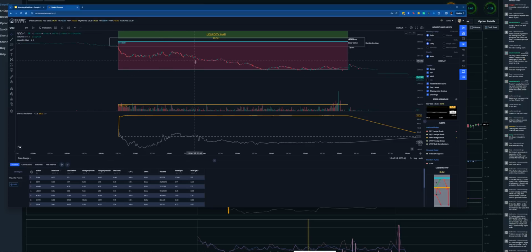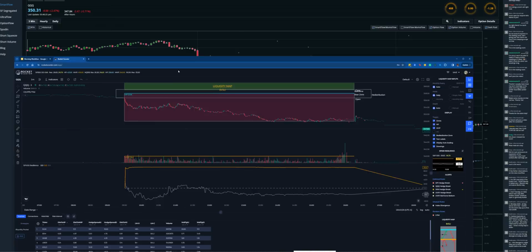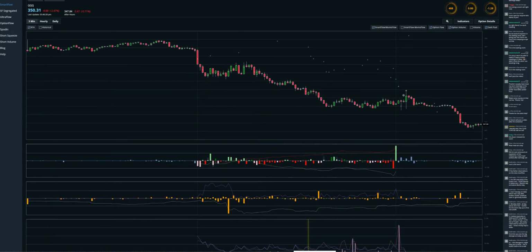But the real question is how one might have been able to help capture that move and stay in the position all the way through and down to 350 and below-ish. One way you might have done that is by using BigShort. So what we're taking a look at today is BigShort and some of the new features that will help you stay in trades like QQQ. That new feature is Smart Flow.